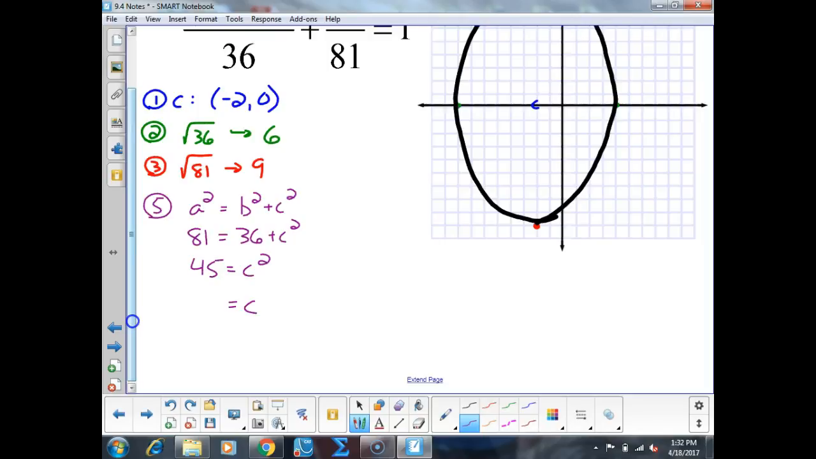I don't like the square root of 45. I don't like 6.7. I like 3 times the square root of 5, because the square root of 45 is 3 times the square root of 5. Okay? Which approximated was 6.7.